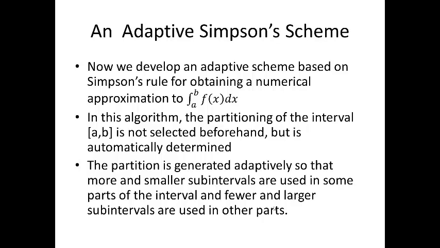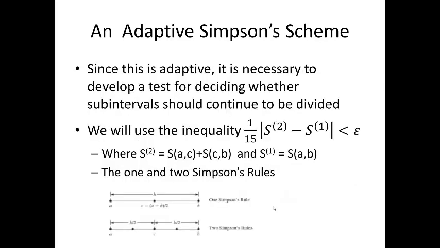In the adaptive process, we divide the interval [a, b] into two subintervals, and then decide whether each of them is to be divided into more subintervals. We continue this until we get some specified accuracy throughout the entire interval [a, b]. Since the integrand f may vary in its behavior on the interval, we don't expect the final partitioning to be uniform, but to vary in the density of the partition points. Since this is adaptive, it's necessary to develop a test for deciding whether subintervals should continue to be divided.